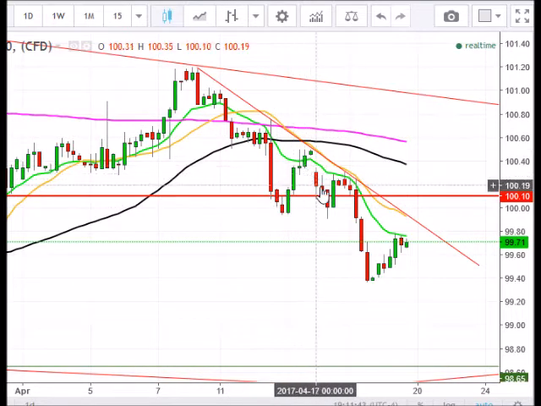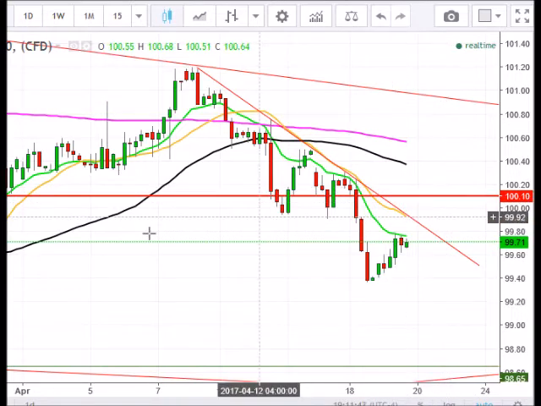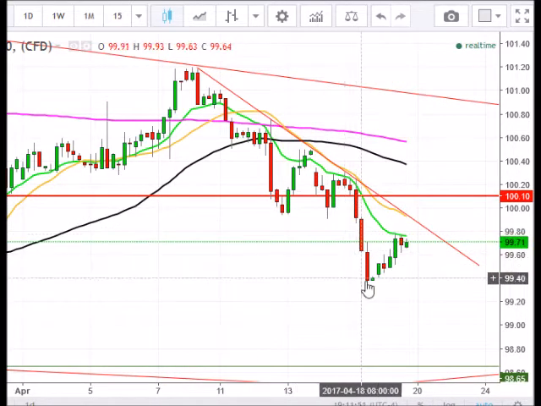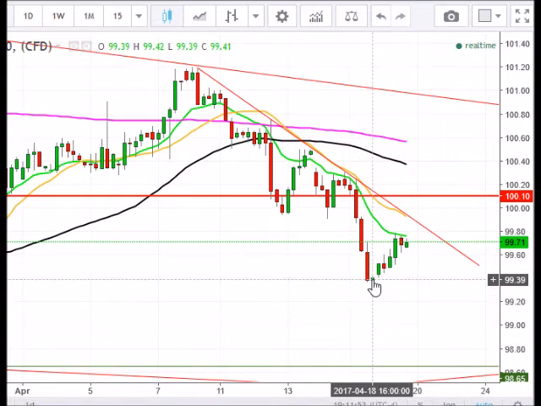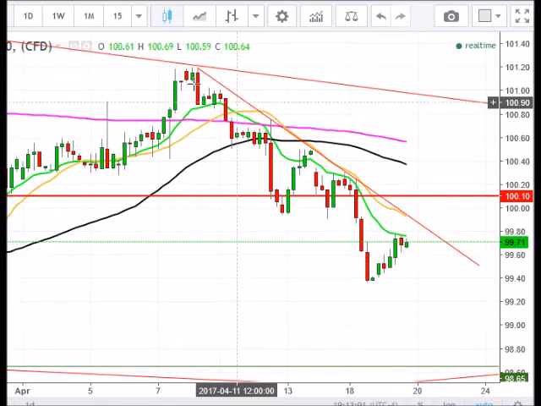You could see that price has just continued to flow down and broke below this important key level of 100, and now headed back down towards about 99.40, and we caught some little bounce here. But again, I really don't see the dollar making any substantial upside move.